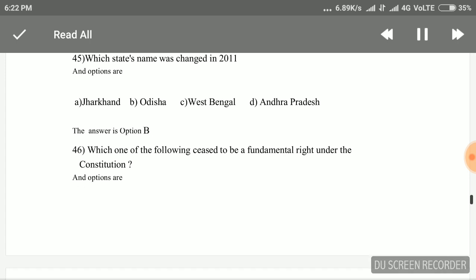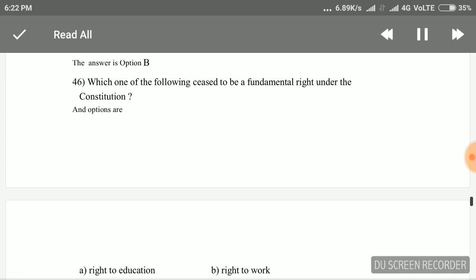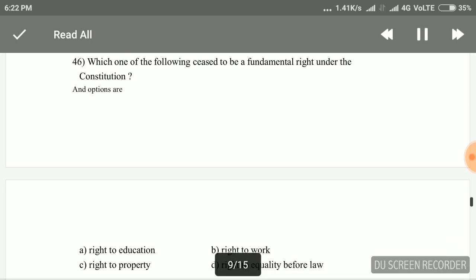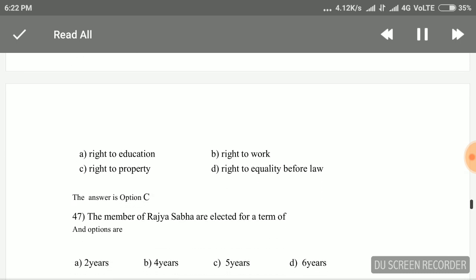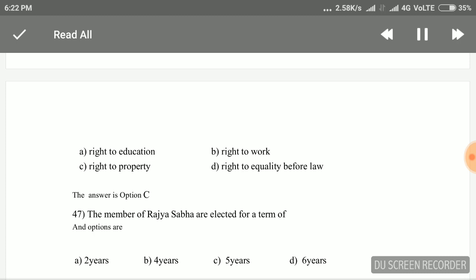46. Which one of the following ceased to be a fundamental right under the Constitution? Options are A. Right to education. B. Right to work. C. Right to property. D. Right to equality before law. The answer is option C.